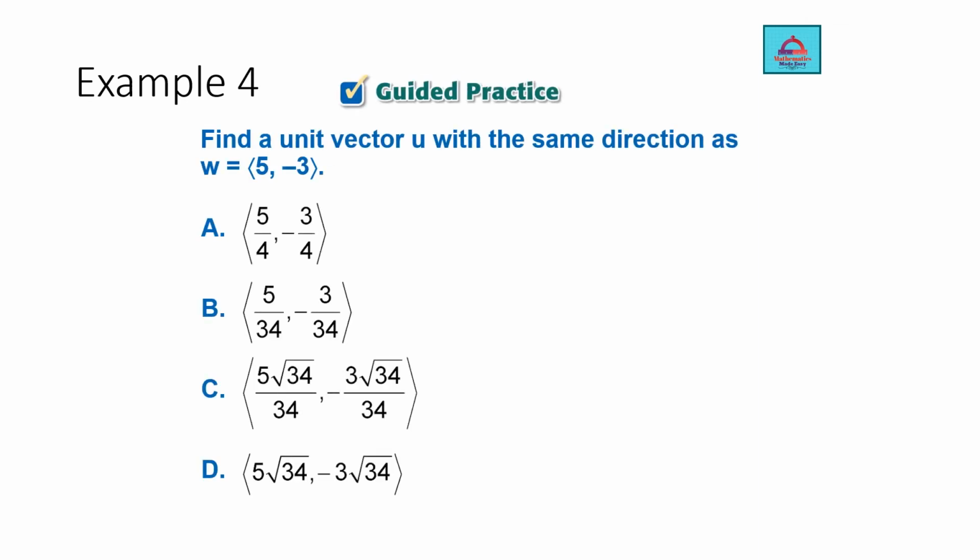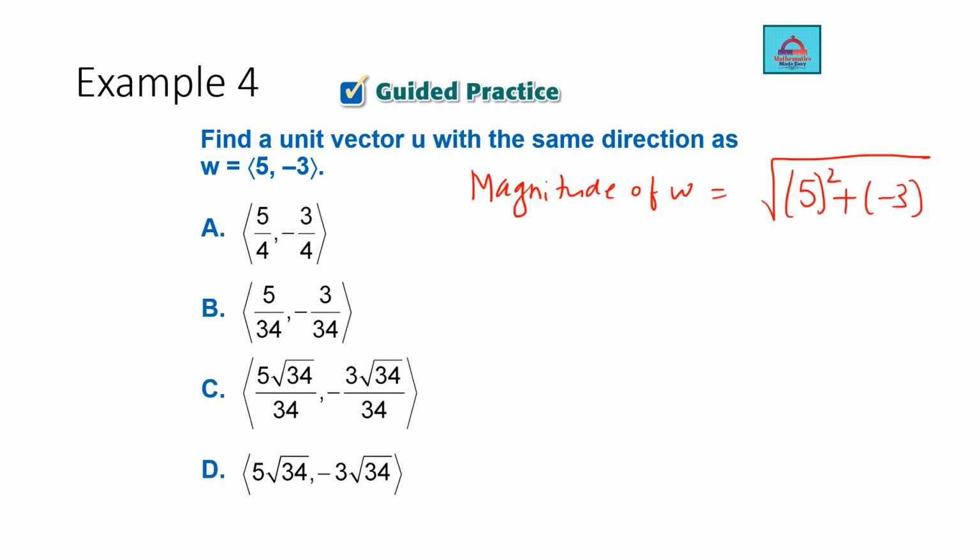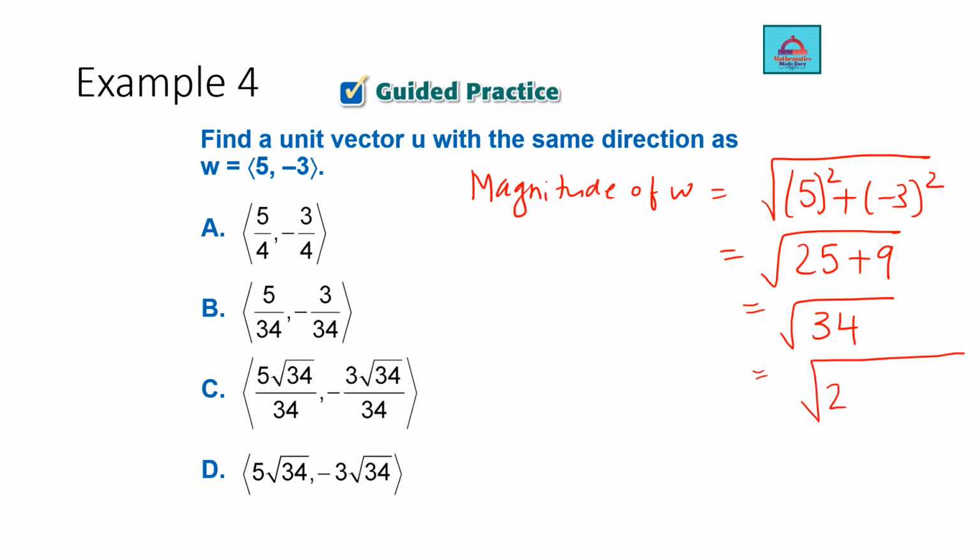Now try a problem yourself. I'm going to give you a minute and then we'll check your answer. So step 1 would be to find the magnitude of W. That means you take the square root of 5 square and minus 3 square. Do your calculations and check your answer. So this is coming square root of 34. Okay, how can we simplify it? 2 times 17, so nothing much we can do, it will be as it is.